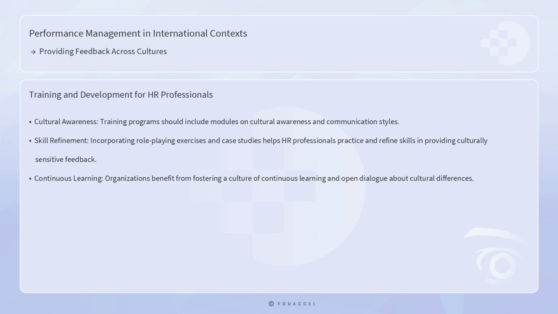Training and development programs for HR professionals should include modules on cultural awareness and communication styles. By incorporating role-playing exercises and case studies, these programs can help HR professionals practice and refine their skills in providing culturally sensitive feedback. Additionally, organizations can benefit from fostering a culture of continuous learning and open dialogue about cultural differences, which can enhance mutual understanding and collaboration among employees from diverse backgrounds.